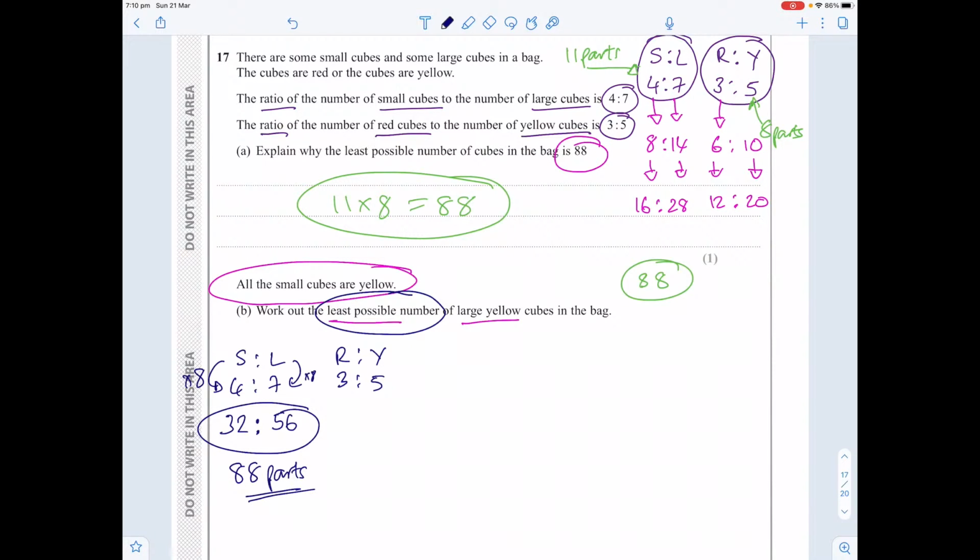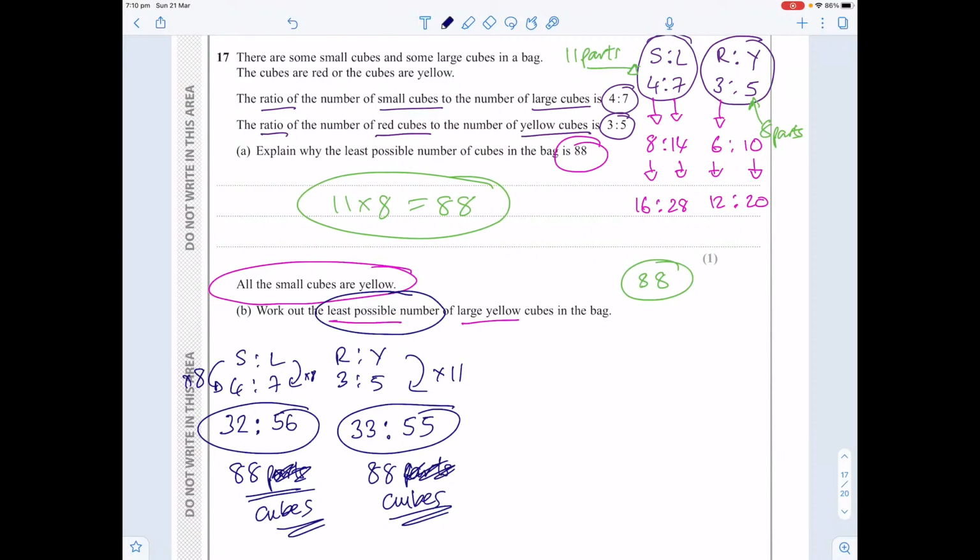Okay, so we are going to work with the minimum. Likewise, this one here, we will multiply by 11. So 3 times 11 gives us 33, and 5 times 11 is 55. Once again, we have 88 parts. Or in fact, I shouldn't really use parts. Let's use cubes, because that's what they are. So they have 88 cubes in each one.